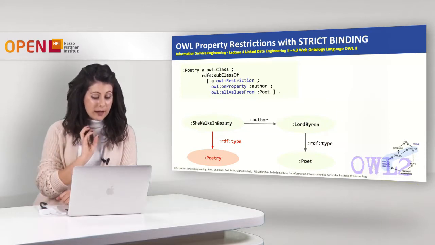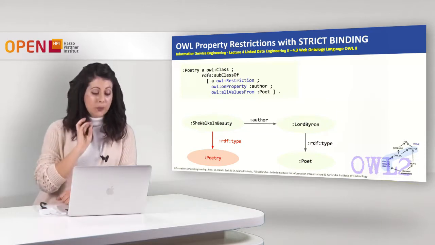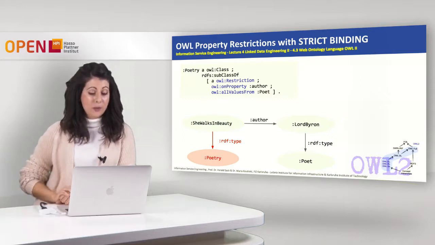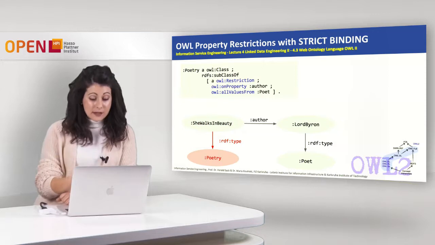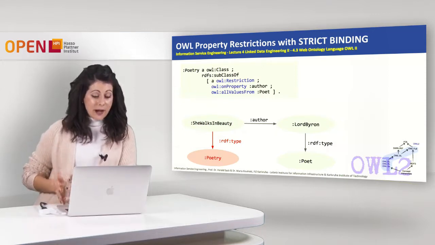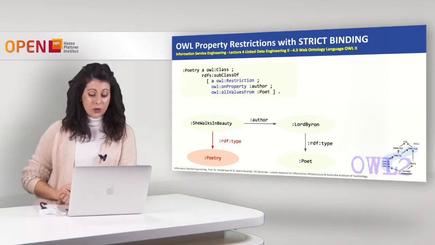We want to create the class poetry. In order to put an instance in this class poetry, so that it has type poetry, the author of the instance should be a poet. This is a strict binding, and this is how it will look.